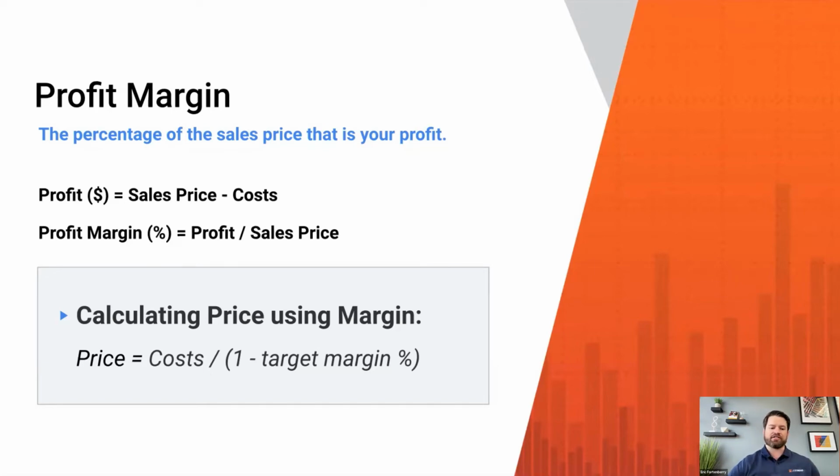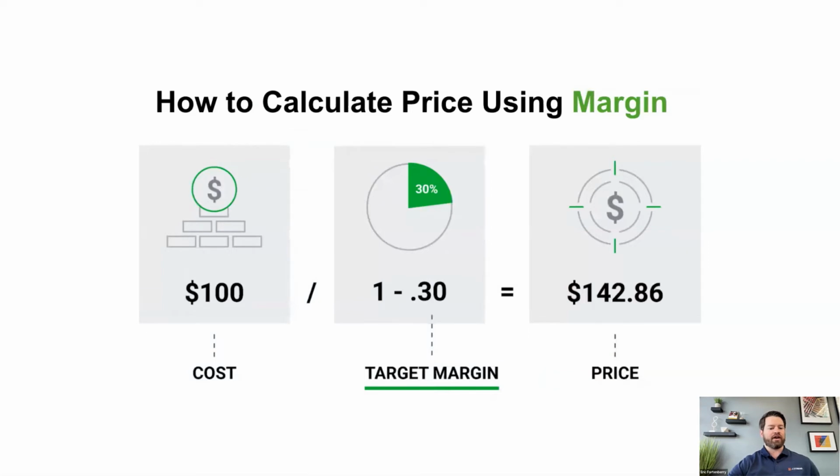So let's get into an example here. Again, same situation. If our cost is $100, then we're going to divide by 1 minus our target margin. So we're going to divide by 0.7, which is going to give us a price of $142. That's a lot different than $130. Now we're at $142 for our price. But the clear difference here is that we have now incorporated the profit that we want to earn on this job directly into the price.